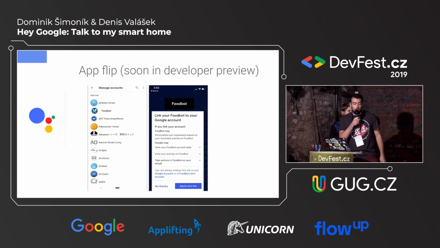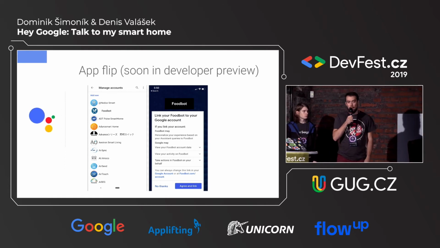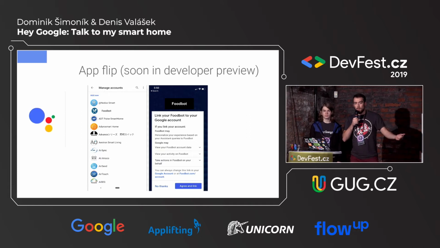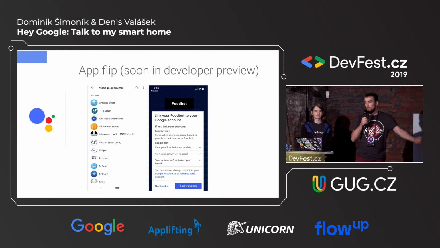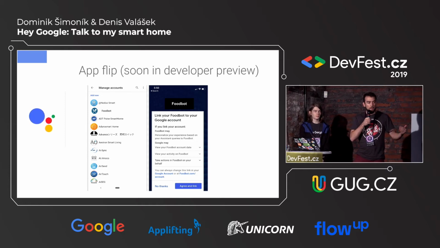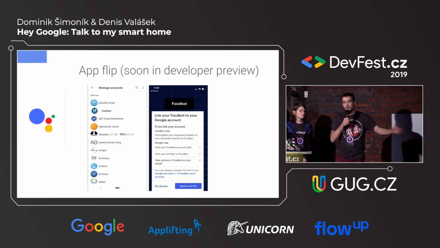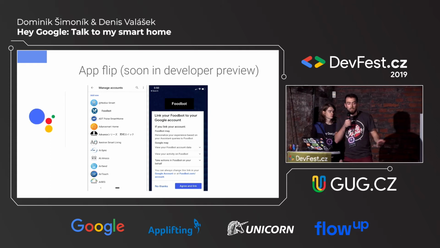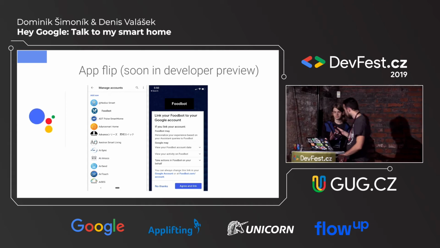And there is a new thing coming, and it's in the developer preview. It's called App Flip. If you are already signed into your app, you don't have to sign in again. The Google Home app, or Action on Google, will show you the form that links that account that you have already in the app with your Google Home, and that's easy to use, but it's still in the developer preview. And yeah, sadly.